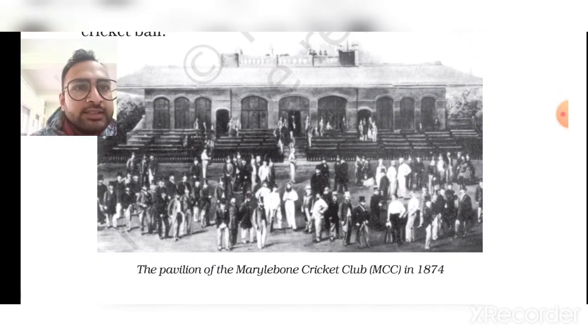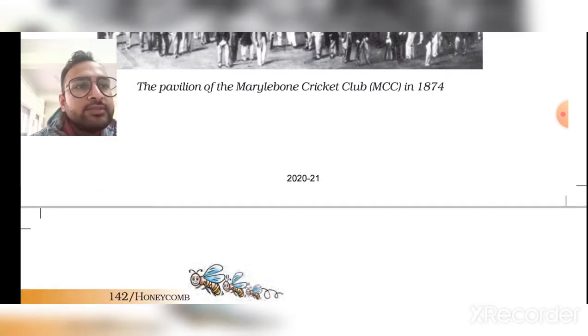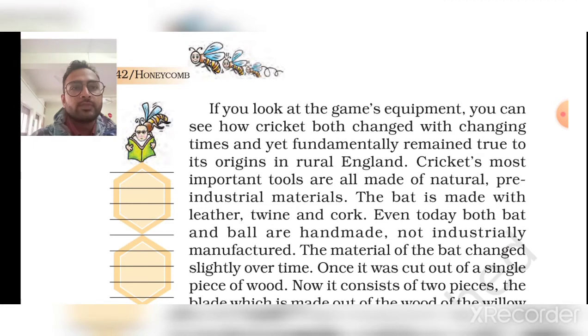You can see the stadium, the pavilion of the Melbourne Cricket Club, MCC, in 1874. If you look at the game's equipment, you can see how cricket both changed with changing times and yet fundamentally remained true to its origin in rural England. Cricket's most important tools are all made of nature. Pre-industrial material: the bat is made of wood, and the ball of leather, twine and cork. Even today both bat and balls are handmade, not industrially manufactured.